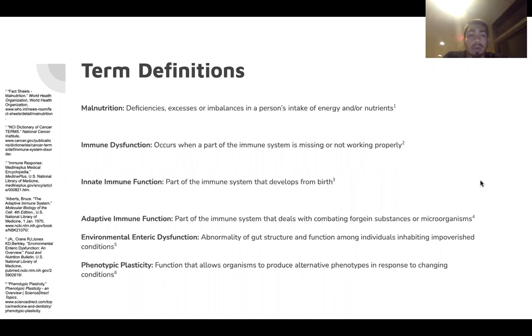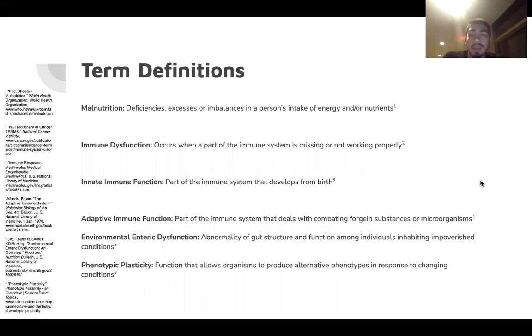So the last two that we're going to go over are environmental enteric dysfunction, which is the abnormality of gut structure and function among individuals inhabiting impoverished conditions. So we're going to take a look at how malnutrition impacts, number one, the likelihood of EED. That's the acronym, the condensed version of that very long term, right? So we're going to take a look at how malnutrition affects the likelihood of that, and then the effects of that on the individual.